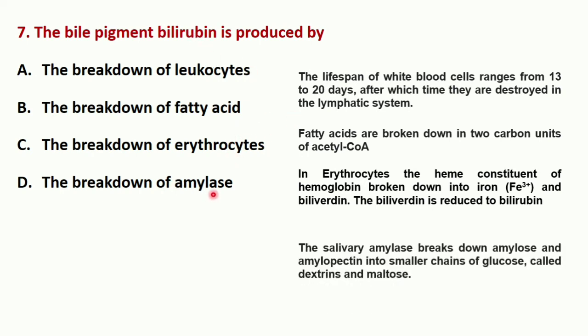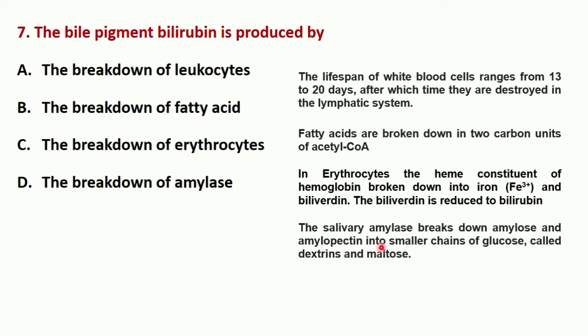And in the case of amylase, it is a salivary amylase that breaks down amylose and amylopectin into small chains of glucose called dextrins and maltose. So this amylase is a salivary enzyme. It breaks the amylose and amylopectin into small glucose molecules, and we call them dextrins and maltose. So the bile pigment bilirubin is produced from the breakdown of erythrocytes.